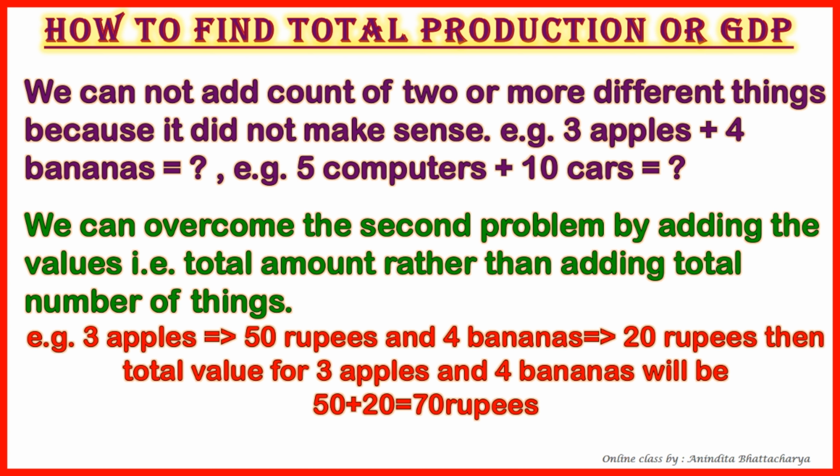Just like total amount rather than adding total number of things. Example: 3 apples is equal to 50 rupees and 4 bananas is equal to 20 rupees. Then the total value for 3 apples and 4 bananas will be 50 plus 20 is equal to 70 rupees. Once we know the money value of different goods and services, we can add them up and determine the level of production in the economy.